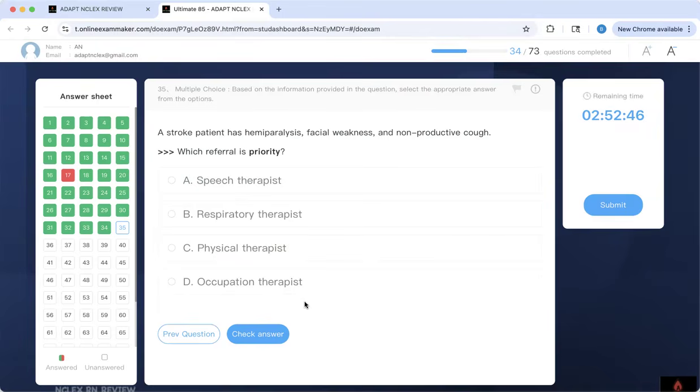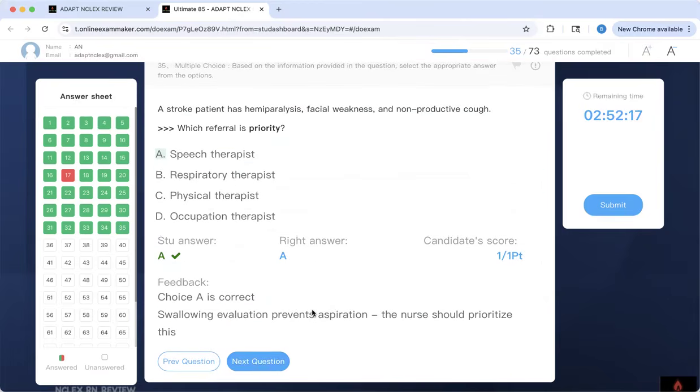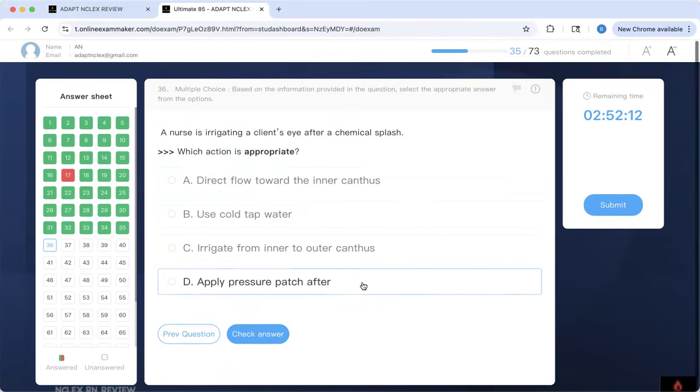His airway, right? This is airway, right? So do you call a respiratory therapist? What do you think? Or physical therapist, occupational therapy? You can eliminate C and D because they talk about movement, use of hand. Respiratory therapist, if they have an actual airway, but a stroke patient needed speech therapy to help them evaluate their swallowing, probably they are aspirating. That's why they're having all this problem.